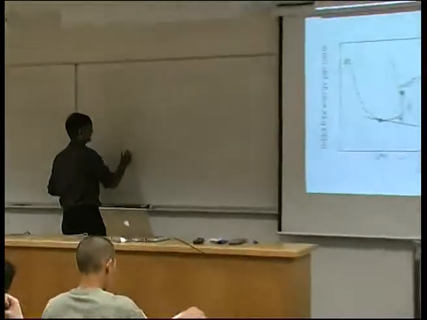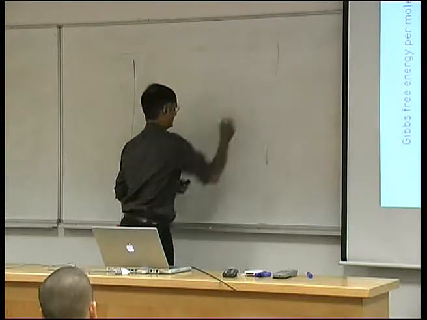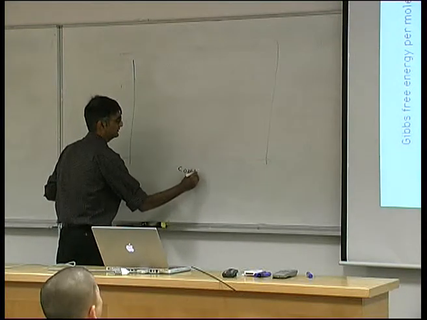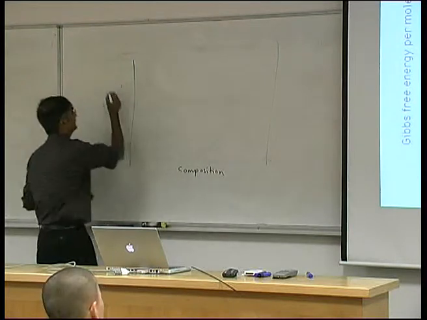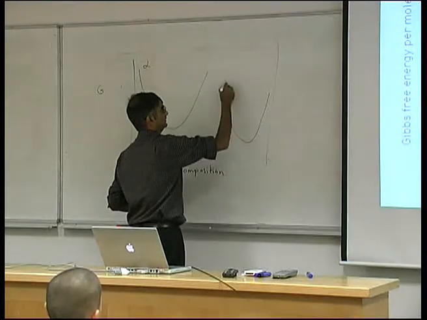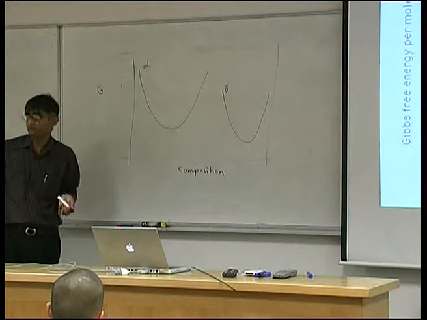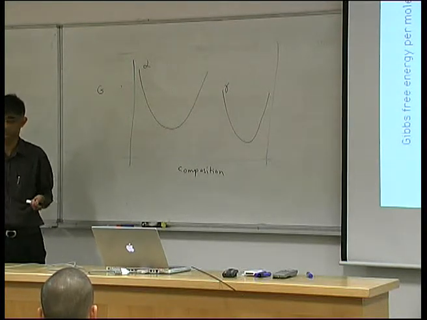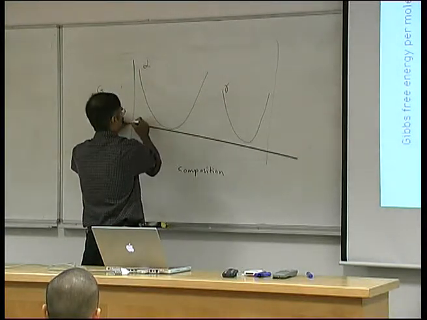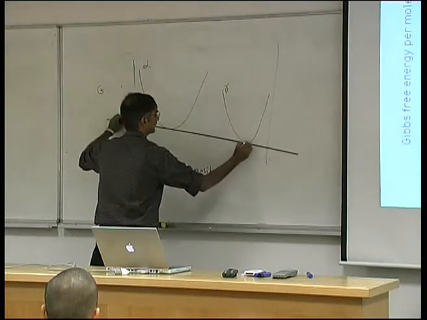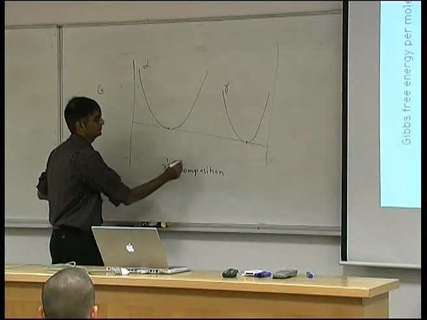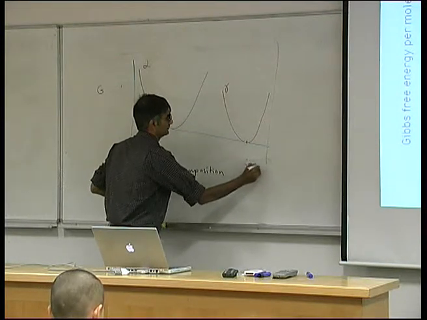So if I draw the free energy curves of alpha and gamma, so we'll be plotting composition along this axis and free energy along this axis, and this is alpha and gamma, then the way in which we find the equilibrium composition is we draw a common tangent to this curve. And I'll draw that. And that gives us x alpha gamma and x gamma alpha.